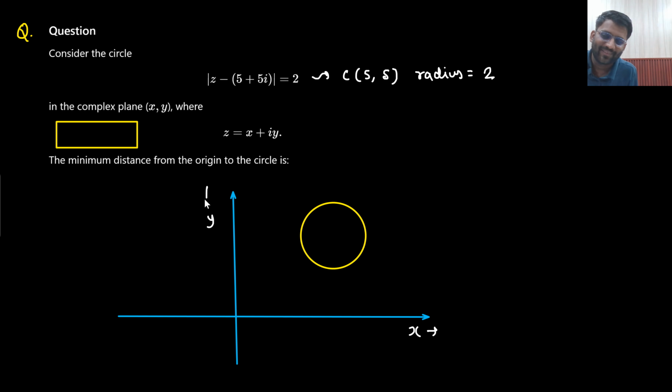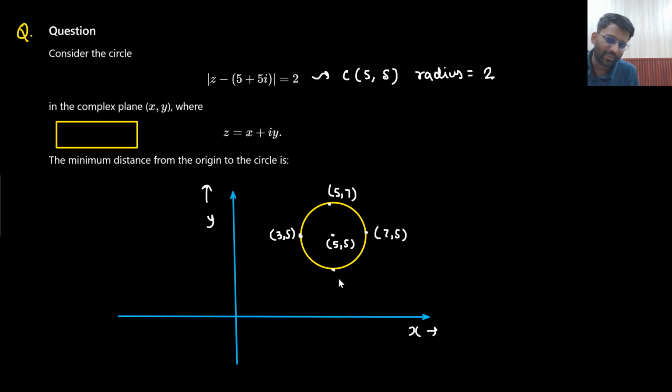X, Y. Center is at 5, 5 and radius is 2. That means what will this point become? This point will become 3, 5. What will this point become? This point will become 7, 5. What will this point become?